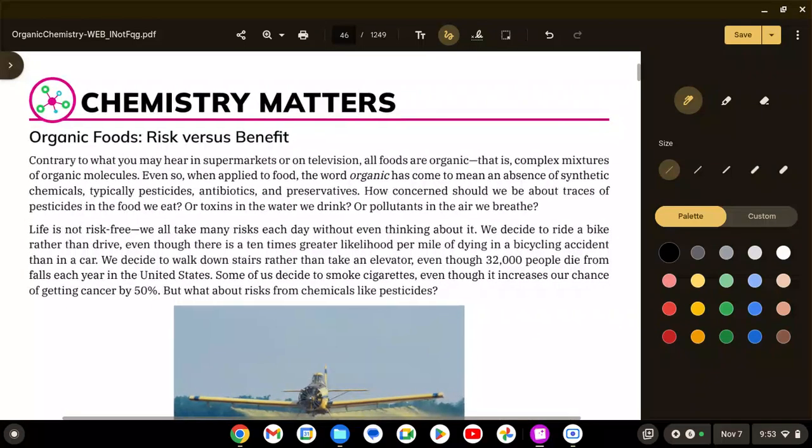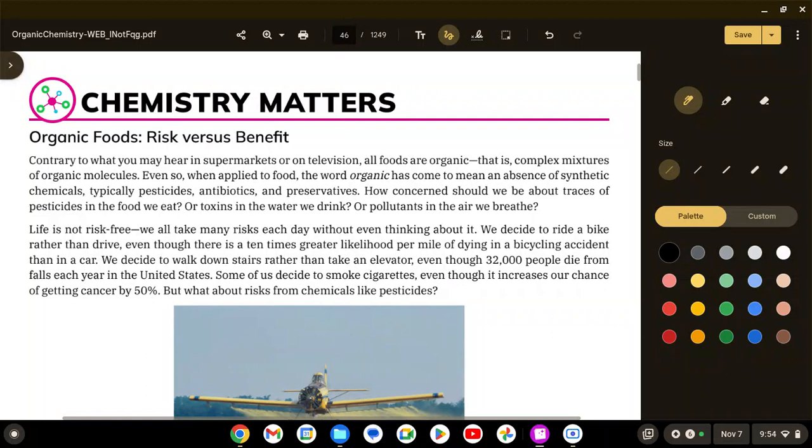All right, Chemistry Matters. Let's read it. Organic foods: risk versus benefit. Contrary to what you may hear in supermarkets or on television, all foods are organic. That is, complex mixtures of organic molecules. Even so, when applied to food, the word organic has come to mean an absence of synthetic chemicals, typically pesticides, antibiotics, and preservatives. How concerned should we be about traces of pesticides in the food we eat, or toxins in the water we drink, or pollutants in the air we breathe? Life is not risk-free. We all take many risks each day without even thinking about it.